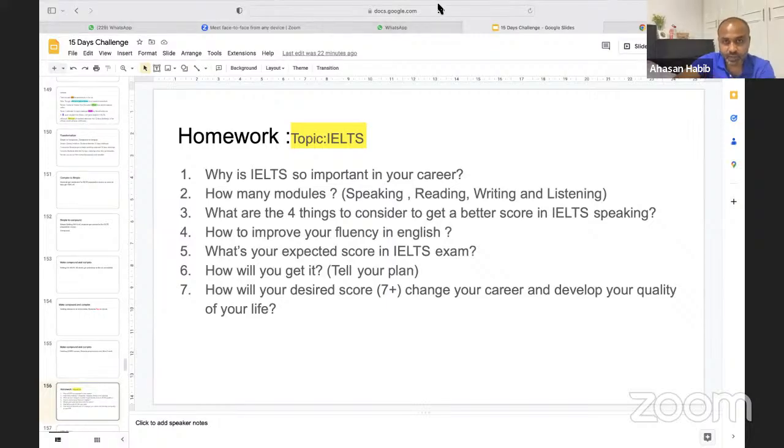So this is how you need to give a presentation. So all I need from you is this presentation, right? So who is gonna give presentation tomorrow? Please type in the chat box me. Just I'm curious. How many of you would like to give a presentation tomorrow? The topic is IELTS. Yeah, just type in the chat box me. Very quickly type in the chat box me.